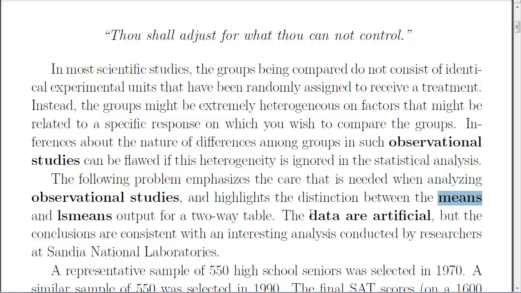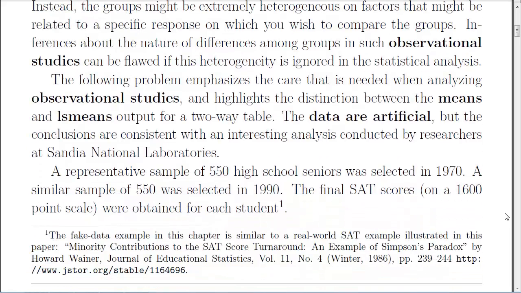And even though these data are artificial, representing something called Simpson's Paradox, something we've looked at last semester briefly, they are consistent with data that were collected in a real data scenario. So here's our situation. In 1970, we sampled high school seniors, 550 of them, and then 20 years later, in 1990, we had another sample of 550, and we observed the SAT score for those students.